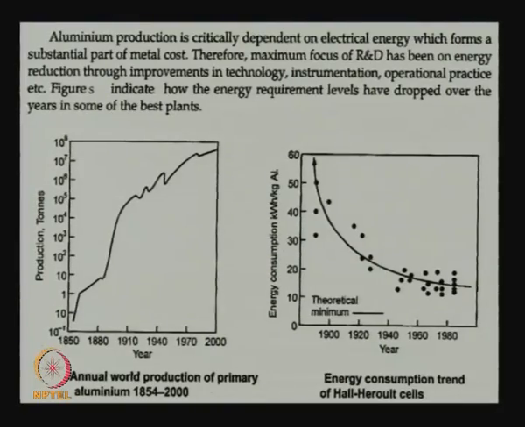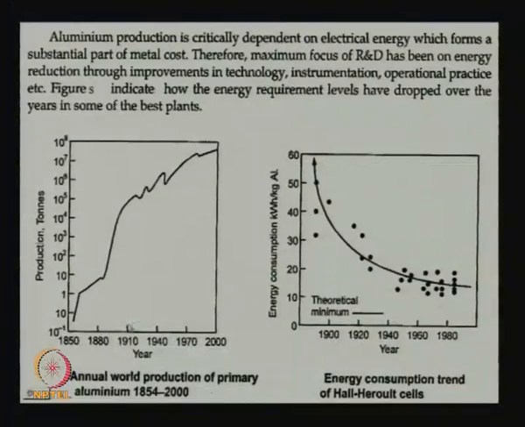Now, I had digressed a bit while showing you this slide last time, and I will digress again today. Look at this slide. The way the world production of primary aluminum has gone up from 1854 to 2000, it is now more than a million, some 13. I think I have given you a figure earlier. India produces only around 0.35 million tons. We need to produce a lot more, but the industry is on the rise.